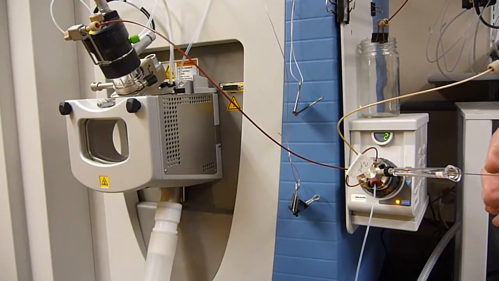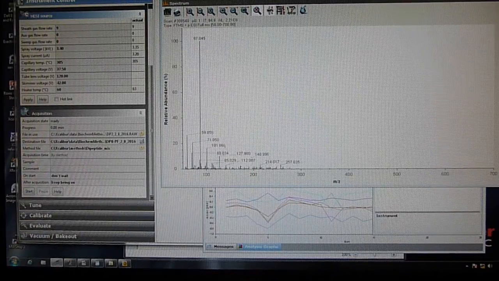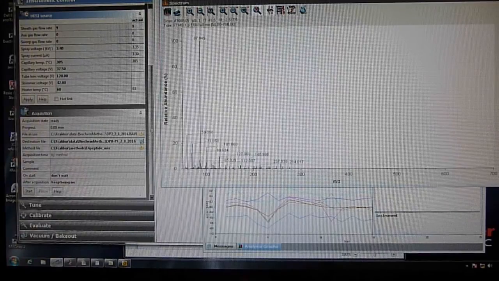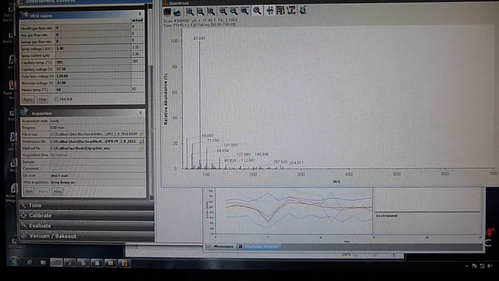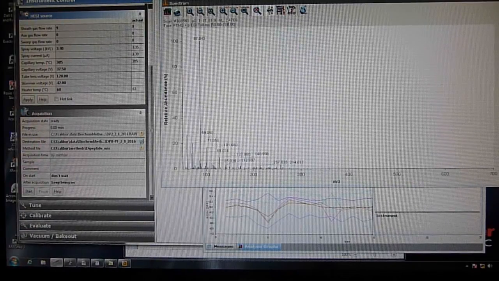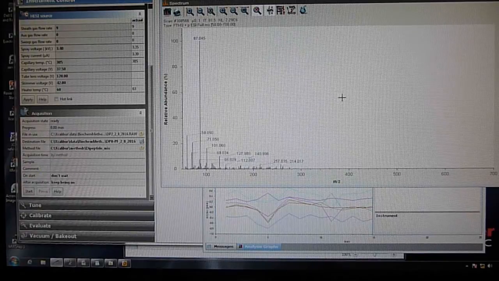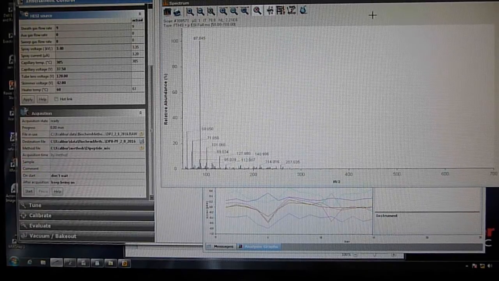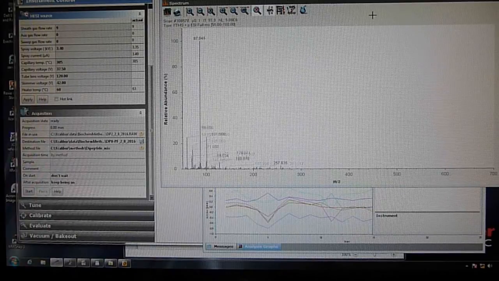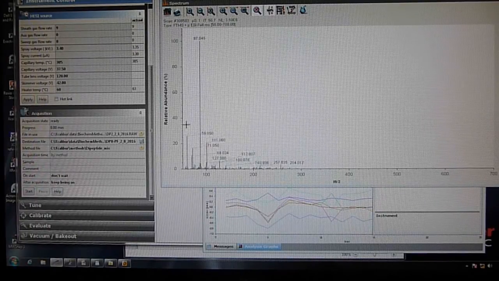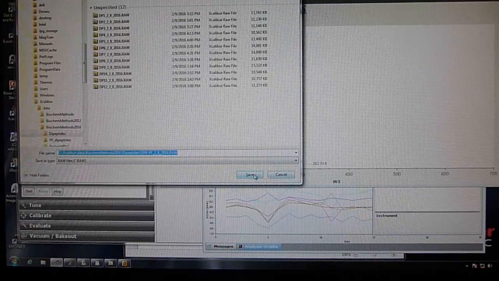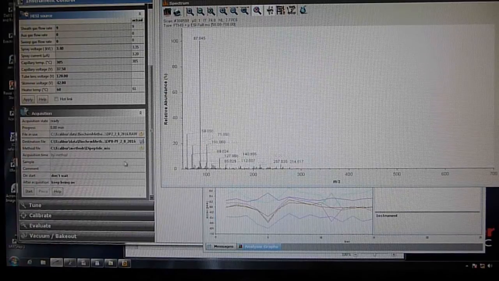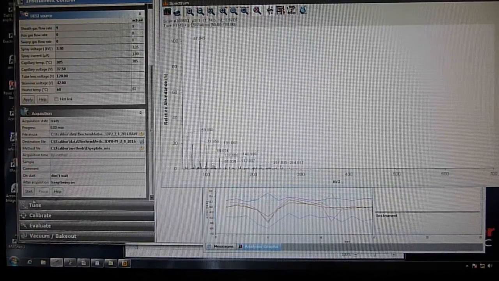and I'm going to fill the sample loop, overfill it. I've set up a simple method in which we're going to do two positive, two negative scans in recurring cycles. This here is the spectrum in real time, and what we're going to do is set up a data file dumping spot. So this is where we're going to dump the data, and we're going to start this.